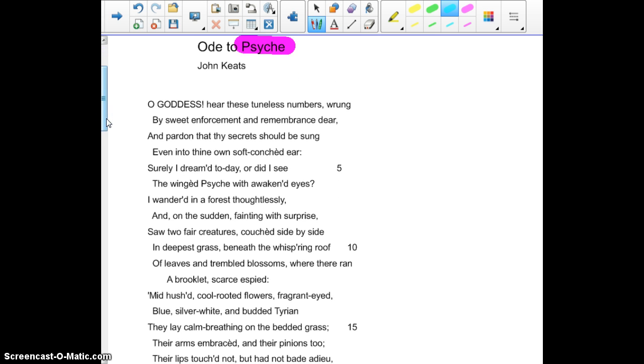Okay, so the poem I chose is Ode to Psyche. It's by John Keats. It's an excellent poem. I think you'll enjoy it. I've already read through it before, and I'm going to go through it and start looking for information.